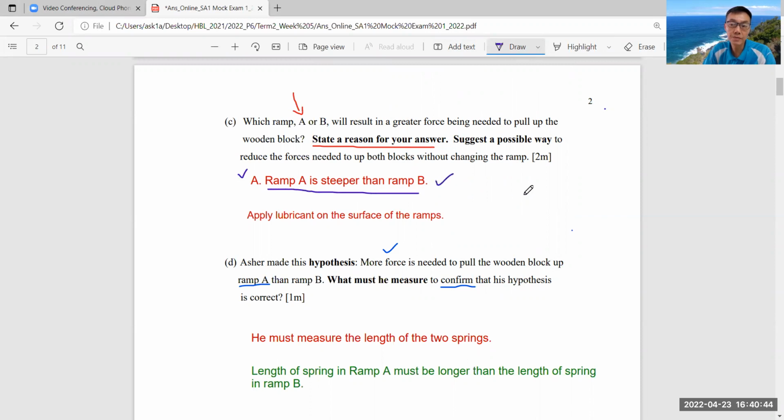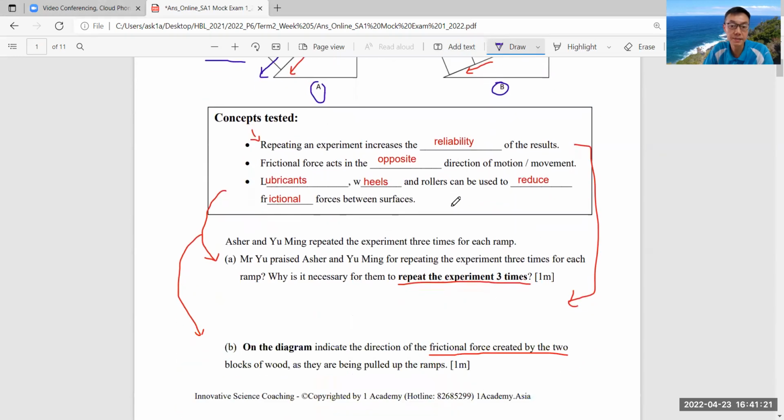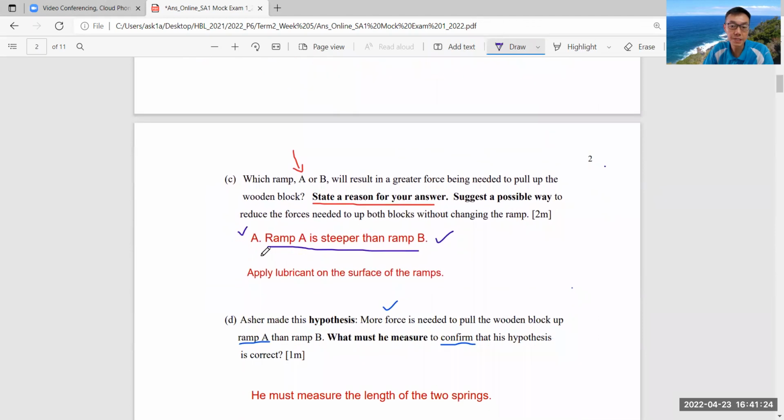Okay, in case you are asked to give the reason, look at the diagram here. Because this is steeper, right? Ramp A is steeper than ramp B. You can say that more force is needed to overcome the greater gravitational force pulling the block of wood downwards in ramp A than in ramp B. Okay, if you are asked to give the explanation. But here, they just ask you to state a reason, so you just state.